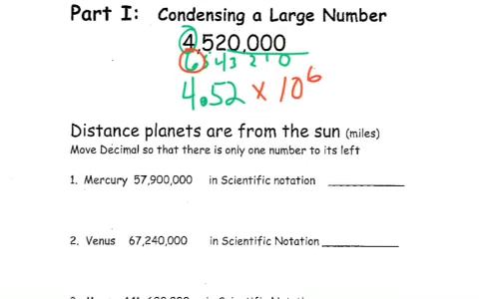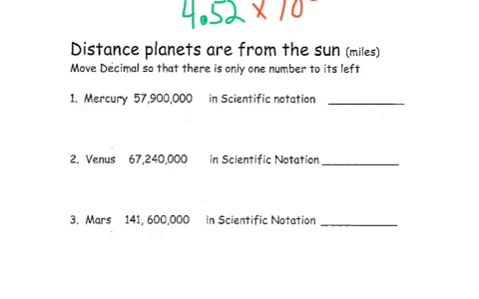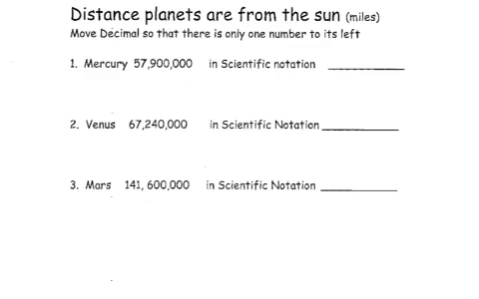Okay, so let's take a look at a couple more examples. So here you can see these are in miles the distance certain planets are from the sun. So here we have Mercury, that's 57,900,000 miles from the sun. So I want to write this number in scientific notation. So first thing I want to do is start counting below. So 0, 1, 2, 3, 4, 5, 6, 7.